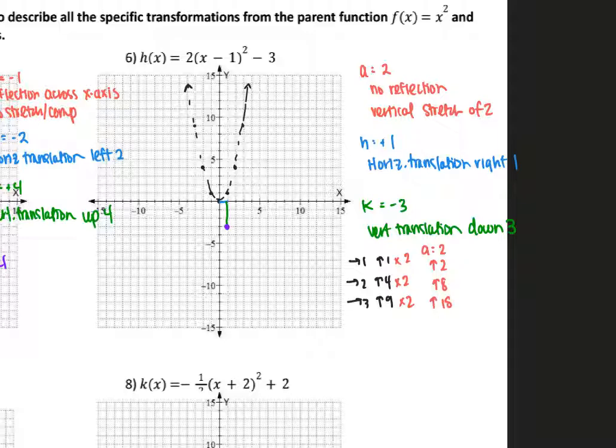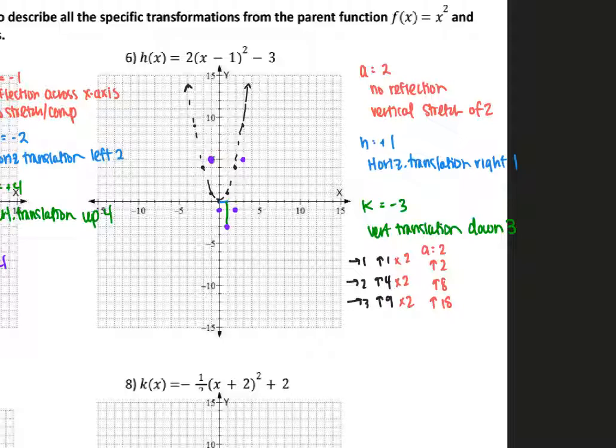So starting from our vertex, I go over 1. Normally I would go up 1, but since I'm stretching it, I'm going to go up 2. So my next point would be right here, and I can get its symmetric point here. And then my next point, I would go over 2. Normally I would go up 4 for my parent function, but I'm doubling my distance, so I'm going to go up 1, 2, 3, 4, 5, 6, 7, 8. So my new coordinate is right here, and I can get its symmetric point on the other side.